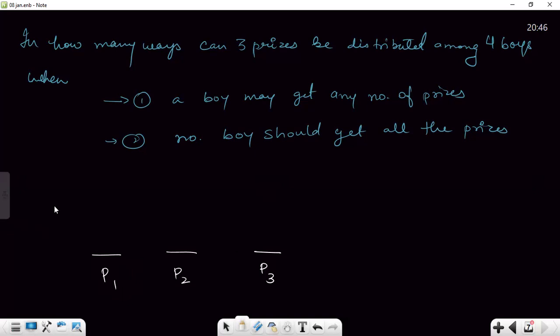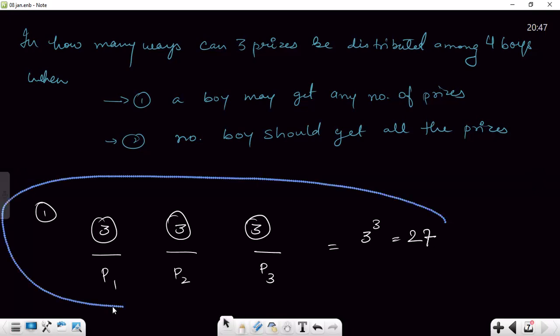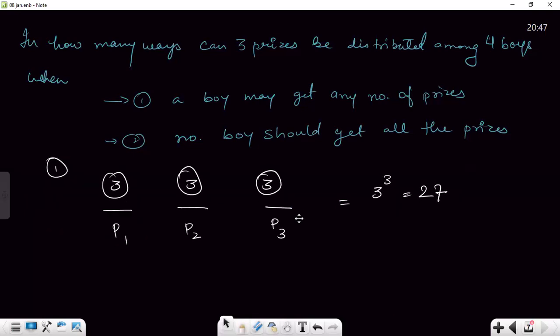In the first case, we can give any number, like the prize one can go to anyone. There are three choices available for prize one. Now prize 2 can also go to any boy, even to the same boy that has already got one. So there are still three choices. There are three choices here as well. So 3 raised to 3 becomes 27. Now, is there any doubt, anyone?